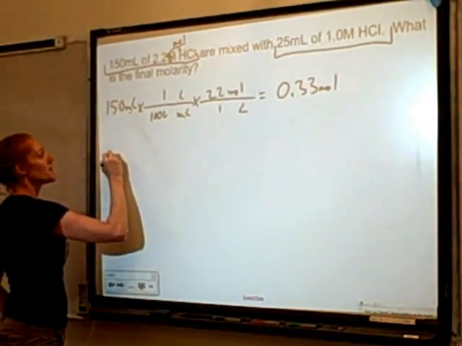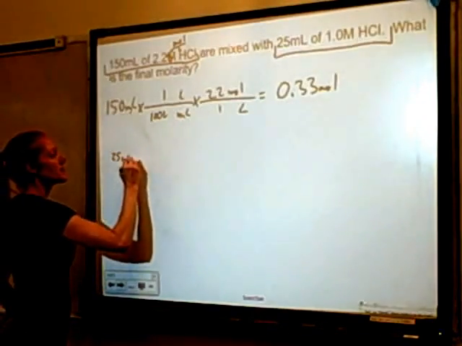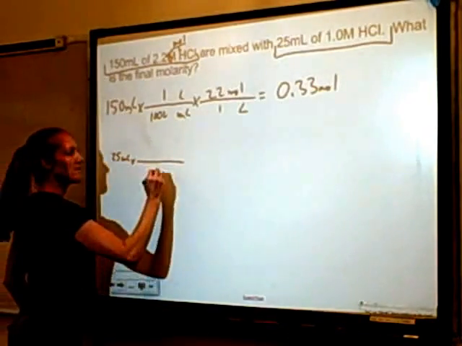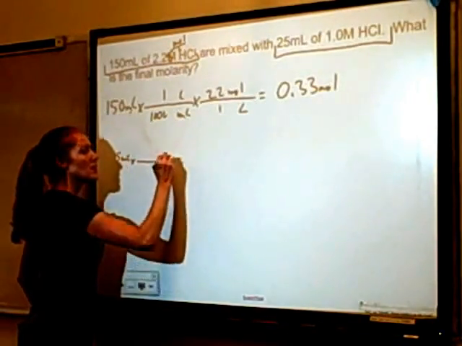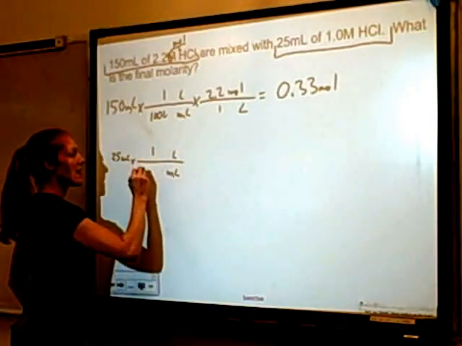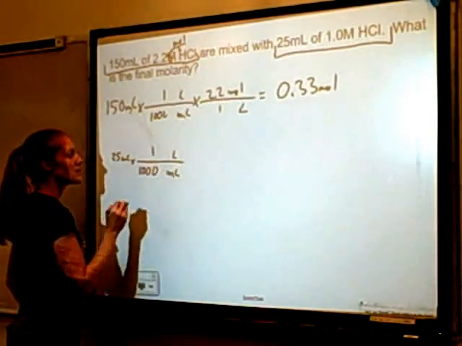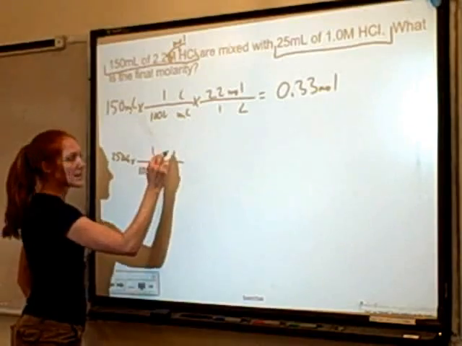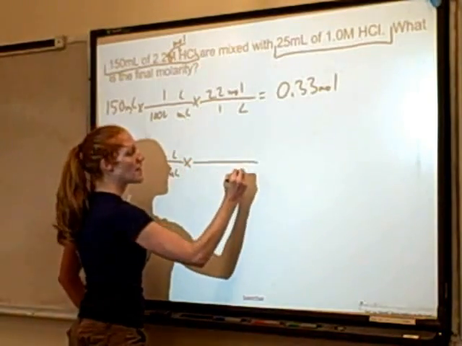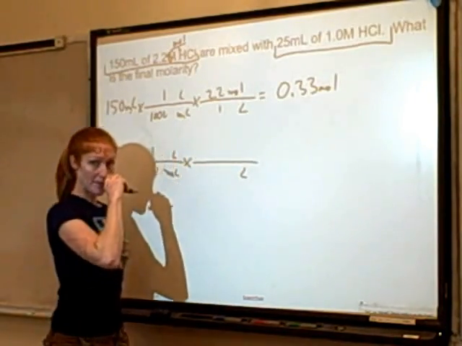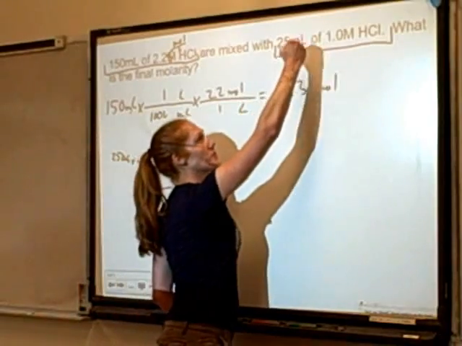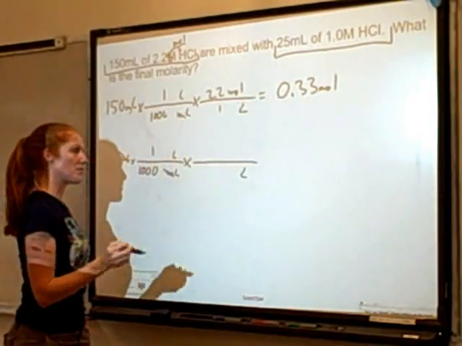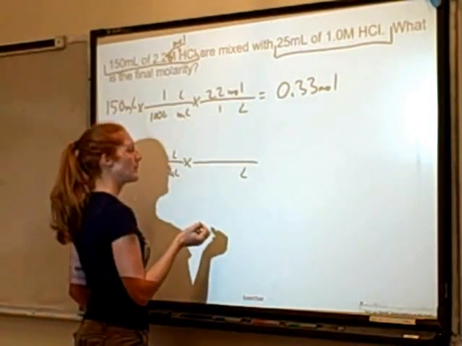I have 25 milliliters. So the unit I have is what goes on the bottom, milliliters. I'm converting it to liters, and if I have 1 liter, I have 1,000 milliliters. My new unit is liters. So the unit I have goes on the bottom. I have liters. I'm looking for moles. That's what we're doing here. How many moles are in that second solution before we mix the two, right?